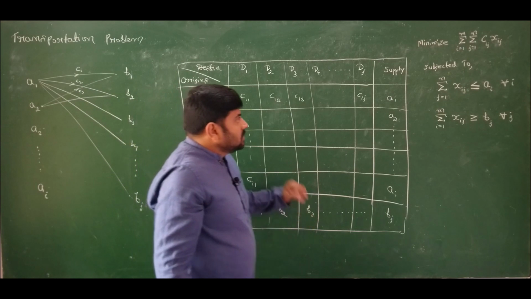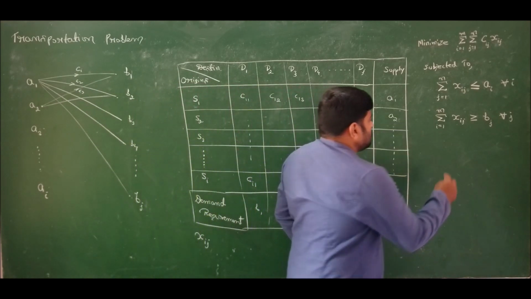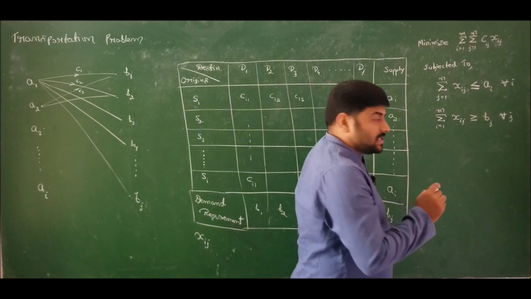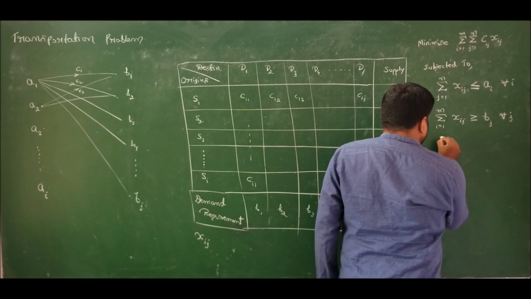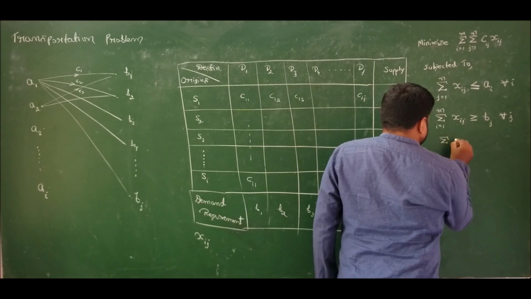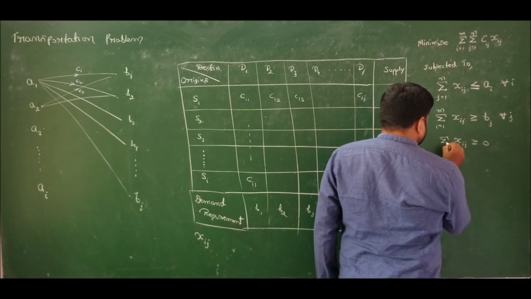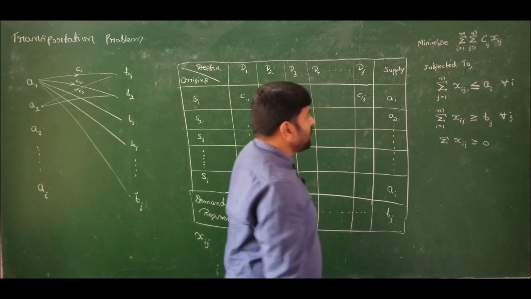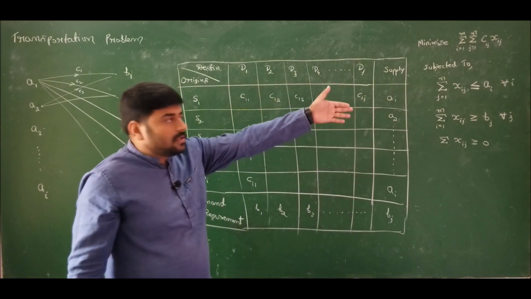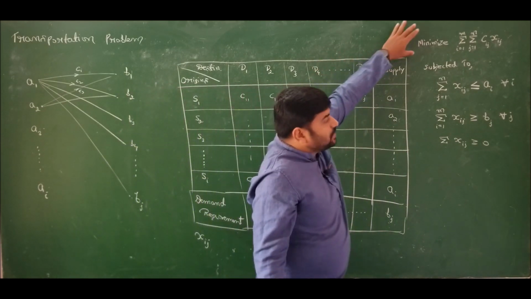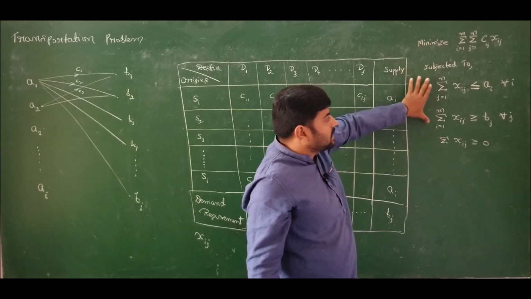Clear? And also we should always have the positive constraint, right? So always the commodity should be positive. Xij should be greater than or equal to 0. This is the positive constraint. Now if you carefully look at this problem, we have formulated the objective function and we have formulated the constraints.